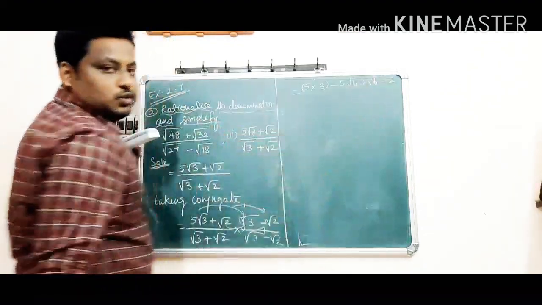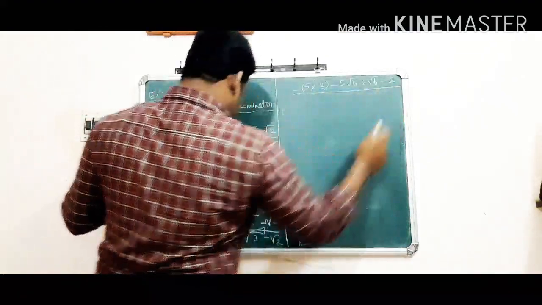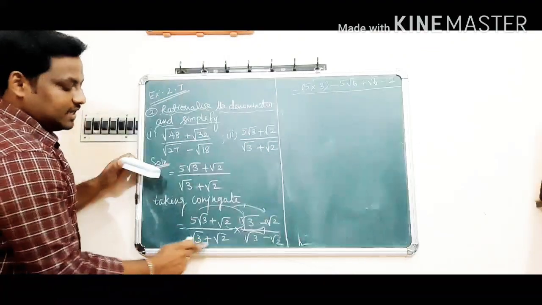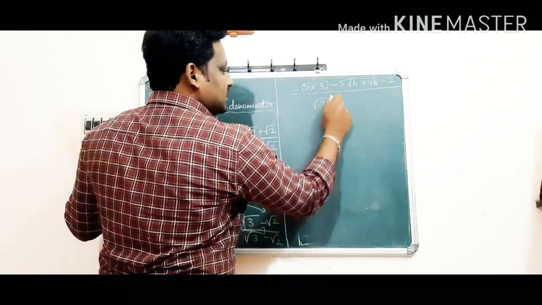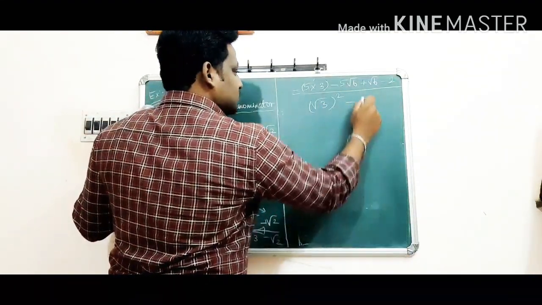That is 2. The whole divided by, obviously, the denominator, a plus b, a minus b. That is a square minus b square. So root 3 square minus root 2 square.